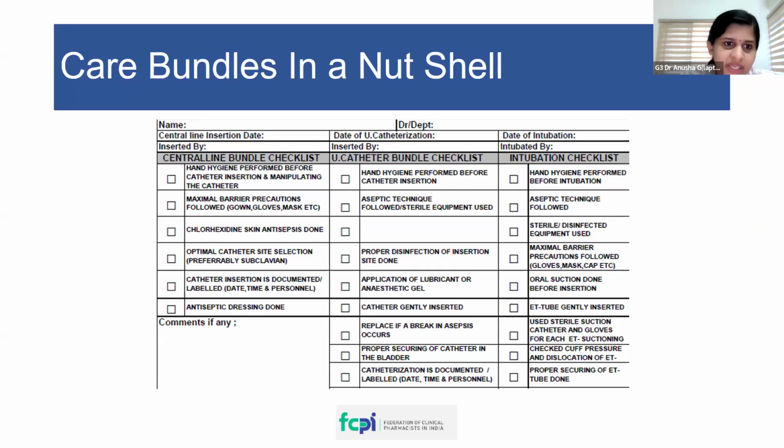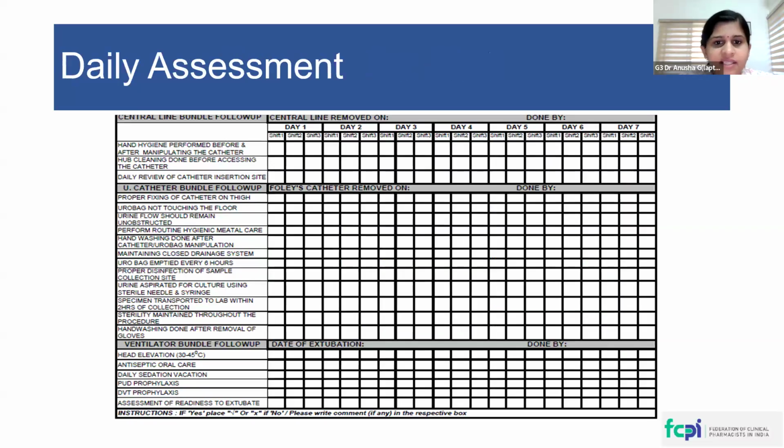And you have two types of checklist. One is the insertion checklist. The second one is the daily assessment checklist. There will be minor variations between the two. So this we will see as we go ahead in the topic.